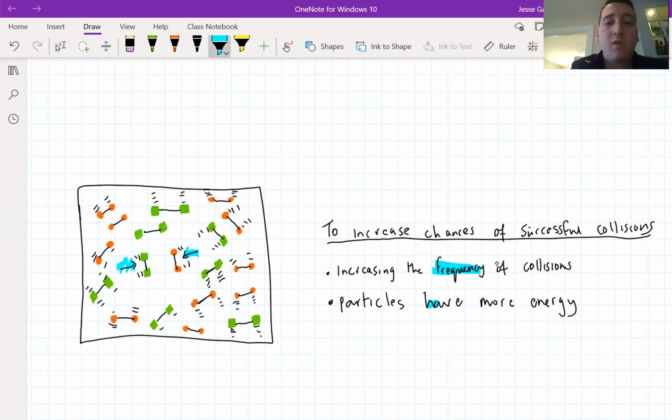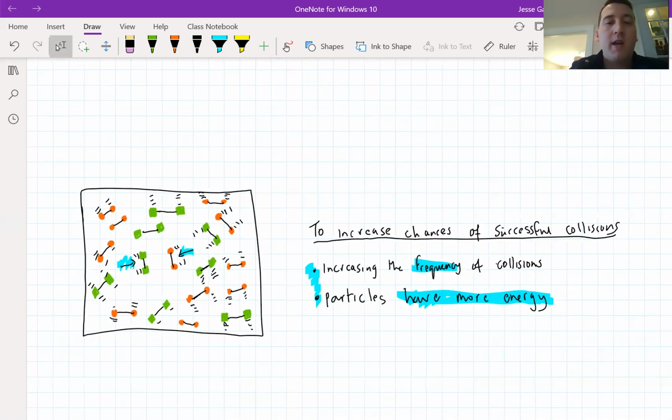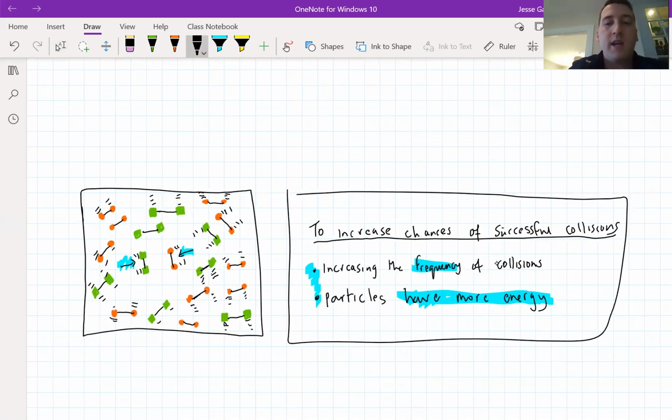So in the next few lessons, we're going to be thinking about how we can do each of these two things. These are two ways that we can increase the chances of successful collisions, and there's a couple of approaches we can take to that. All right. Now, what I'm going to get you to do is take that down. So pause the video and take that down now.